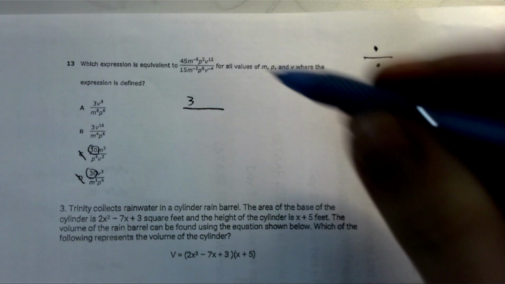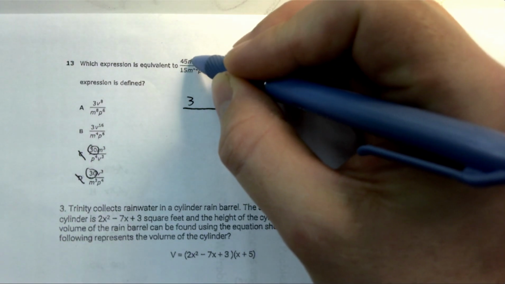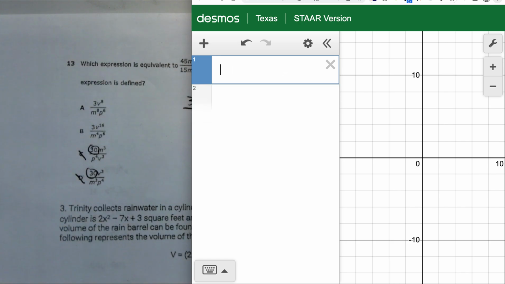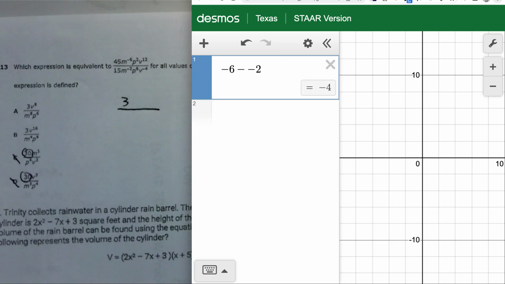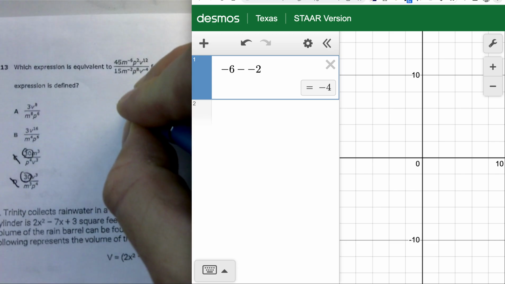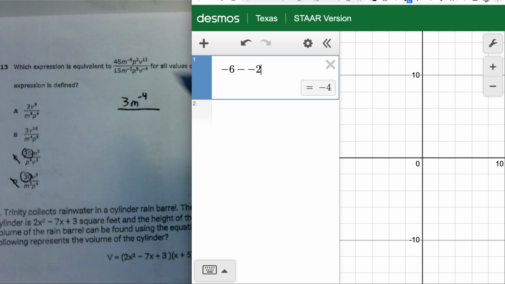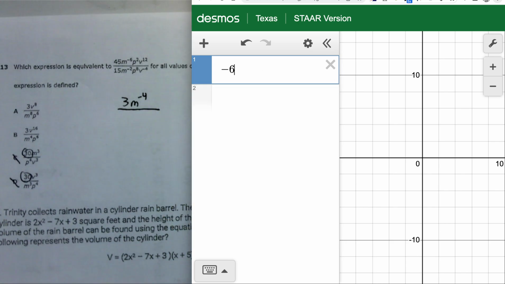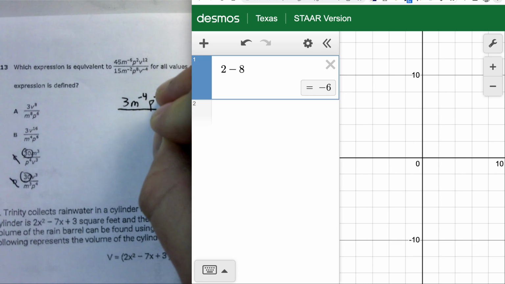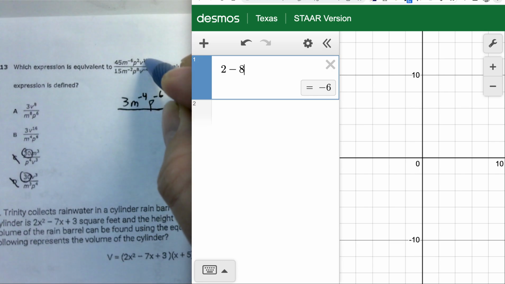Now, when I'm dividing like bases, I subtract my exponents. So I do negative 6 minus negative 2. I'll just use Desmos. Negative 6 minus negative 2 gives me negative 4. I'm going to do the same thing with the p's, going from top to bottom: 2 minus 8 gives me negative 6. So I get p to the negative 6. And then I'm going to do 12 minus negative 4.